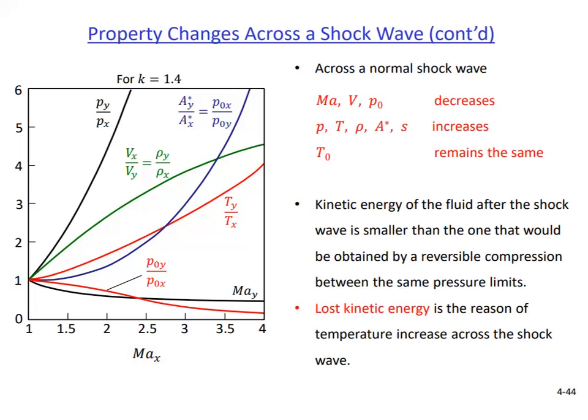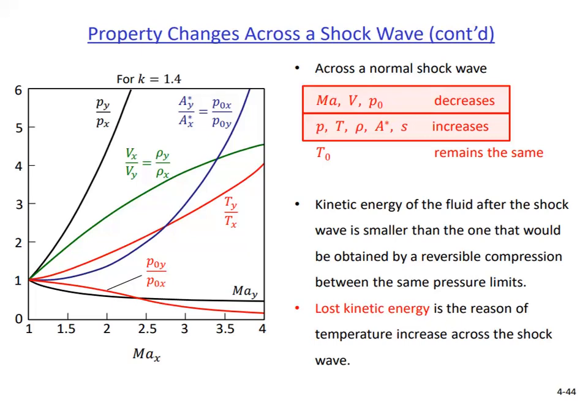As the Mach number before the shock wave increases, the shock becomes stronger, meaning that the property changes across it become higher. It is important to know which properties decrease and which ones increase across a normal shock. As seen in the graph, Mach number, velocity, and stagnation pressure decrease across a shock. On the other hand, pressure, temperature, density, critical area, and entropy increase. Stagnation temperature and the stagnation enthalpy, which is not shown here, remain constant.